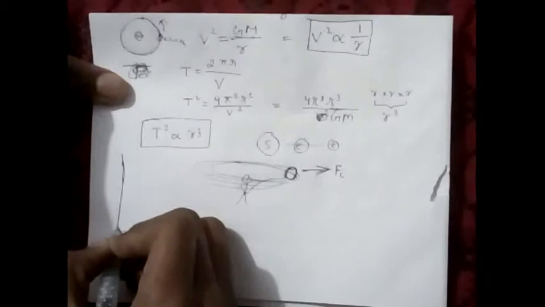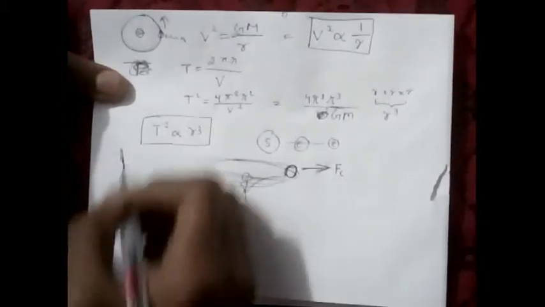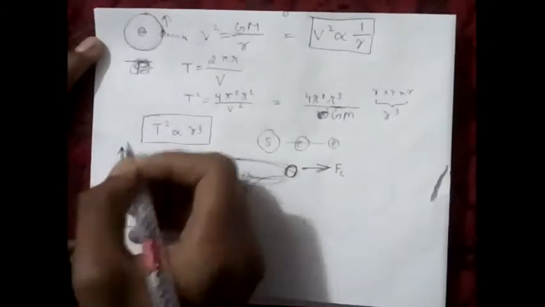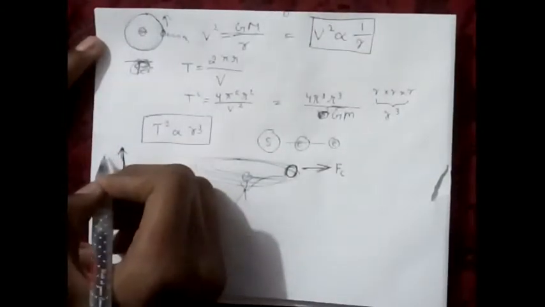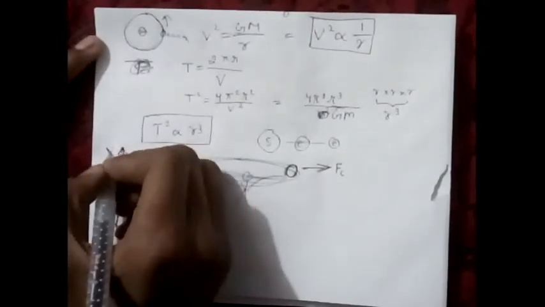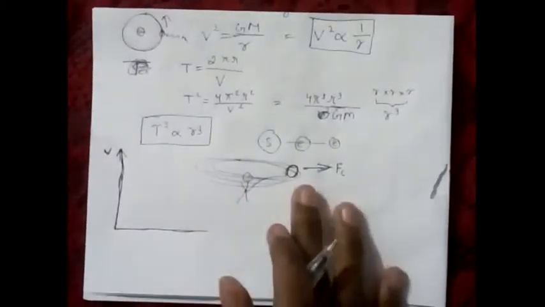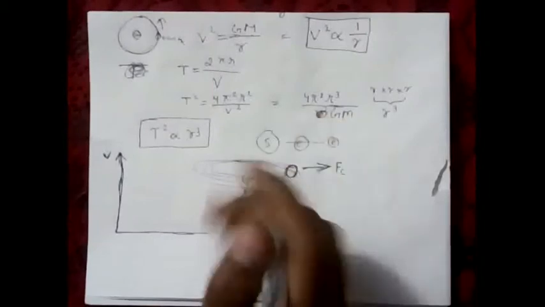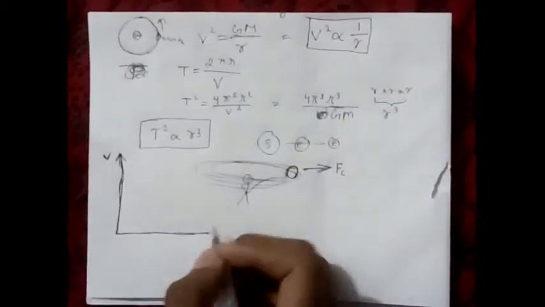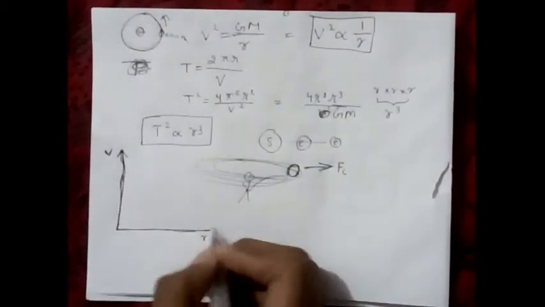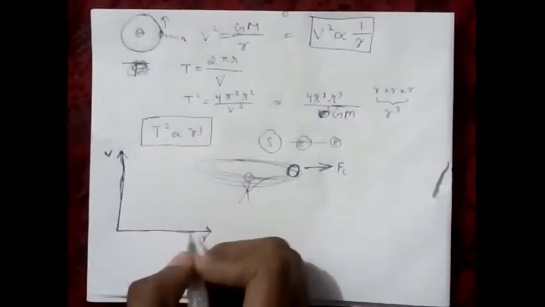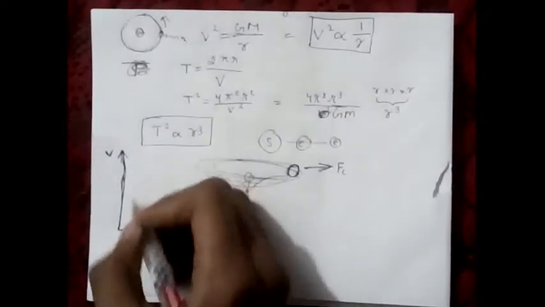And now, using these two, I can show the movement of the total 9 planets in our solar system in a graph. This is the V quadrant. V, you know V. V is the speed of revolution of planets around the sun, and this quadrant is the R quadrant, which is the distance. So the graph will be something like this.